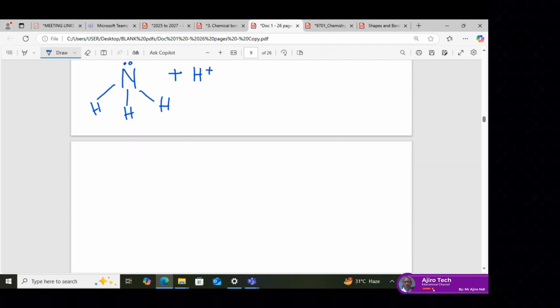Then again, now look at this. Ammonia wants to react with BF3. Then you have proved that BF3 does not have a lone pair. I mean, it has an empty orbital, BF3.